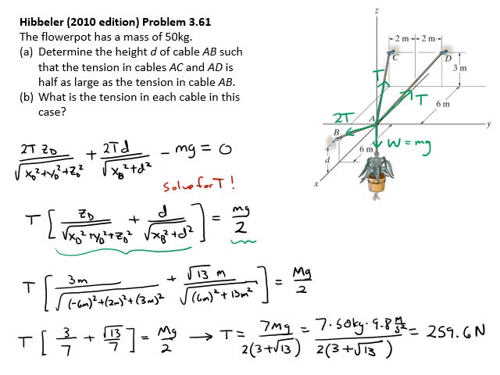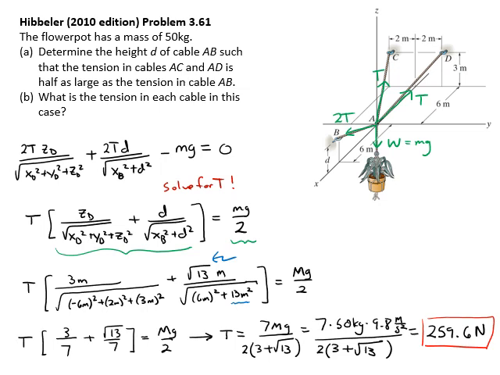Okay, so I just plugged in the numbers and did a little bit of algebra. Just remember that from the previous part we had solved that d was the square root of 13 meters. So d squared down here is 13 meters squared. Plug in the numbers, and you get a formula which is not too complicated, 7mg over 2 times (3 plus the root 13). And the numbers work out to be 259.6 newtons for T.